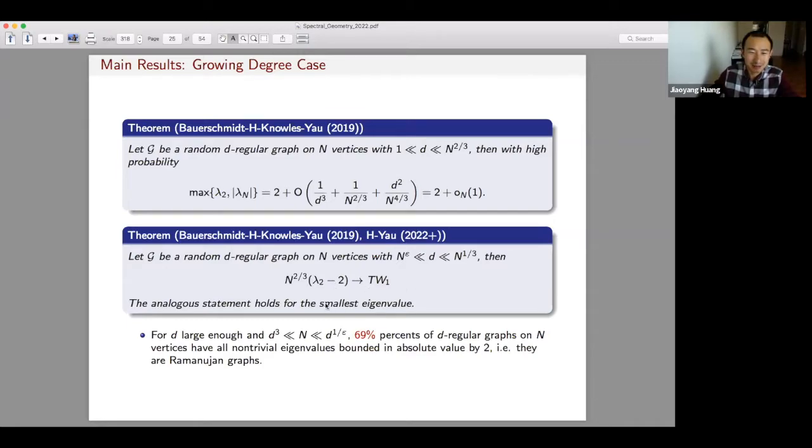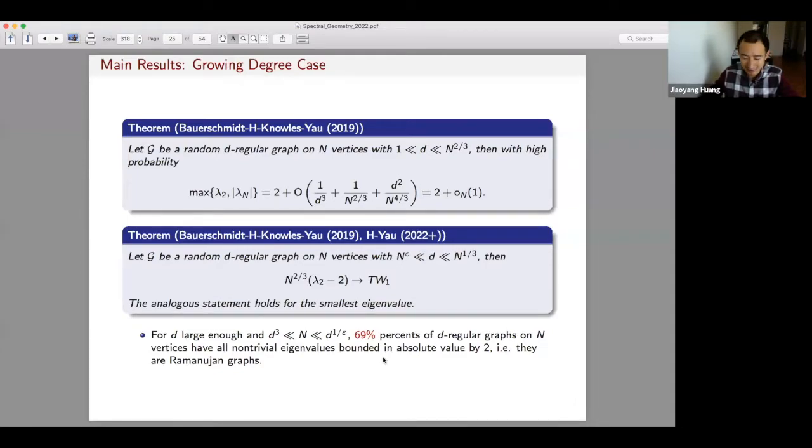And we have a similar statement for the smallest eigenvalue. So 83% of the time the smallest eigenvalue is bigger than or equal to minus 2. And because they are asymptotically independent, roughly we will have 83% times 83%, which is this 69% of those graphs, they are Ramanujan graphs. Although this does not give you infinite families of Ramanujan graphs, it does give us a lot of Ramanujan graphs.